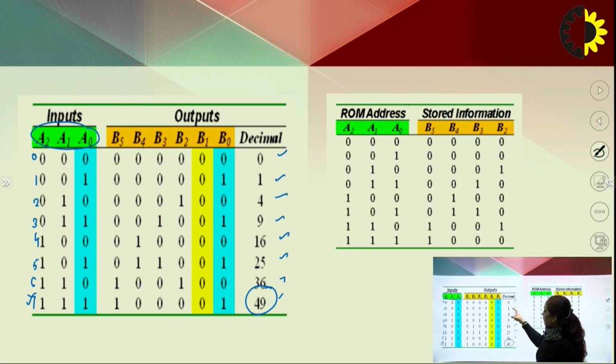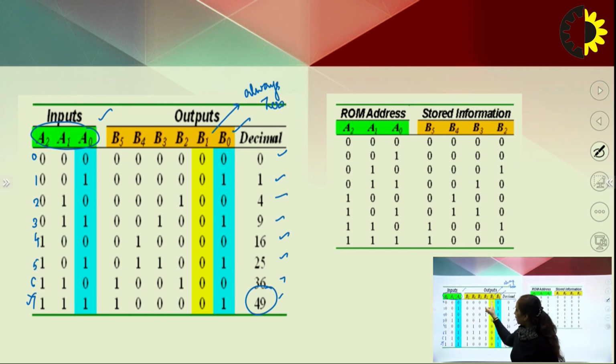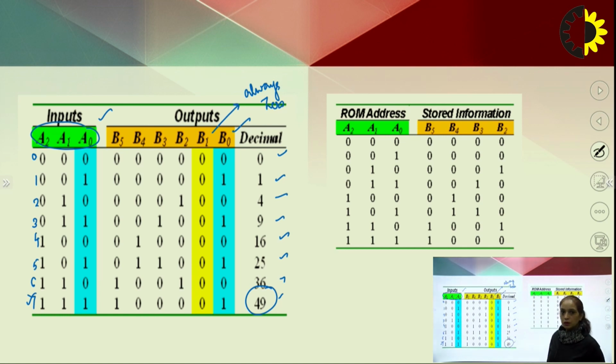So next we can see that your B1 output is always 0, and your B0 and A0 are identical, right? So these two signals we are not going to connect. B0 will be directly connected to A0 and B1 will be directly connected to 0. So the reduced table will be, we are going to have this much stored information, right?